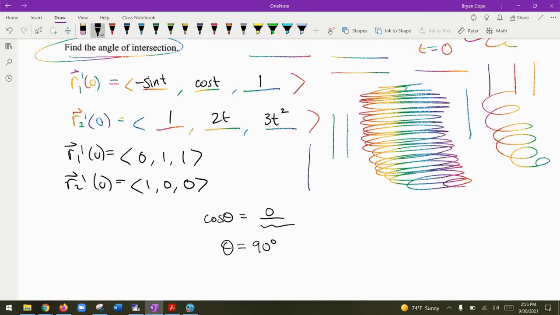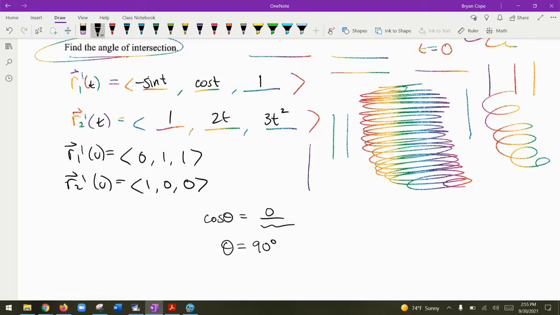Cool. Yes? For the rainbow R primes, you wrote R prime of 0 instead of R prime of t. Right. I should not have put 0 in there yet. You're right. This should be t's. Thank you.